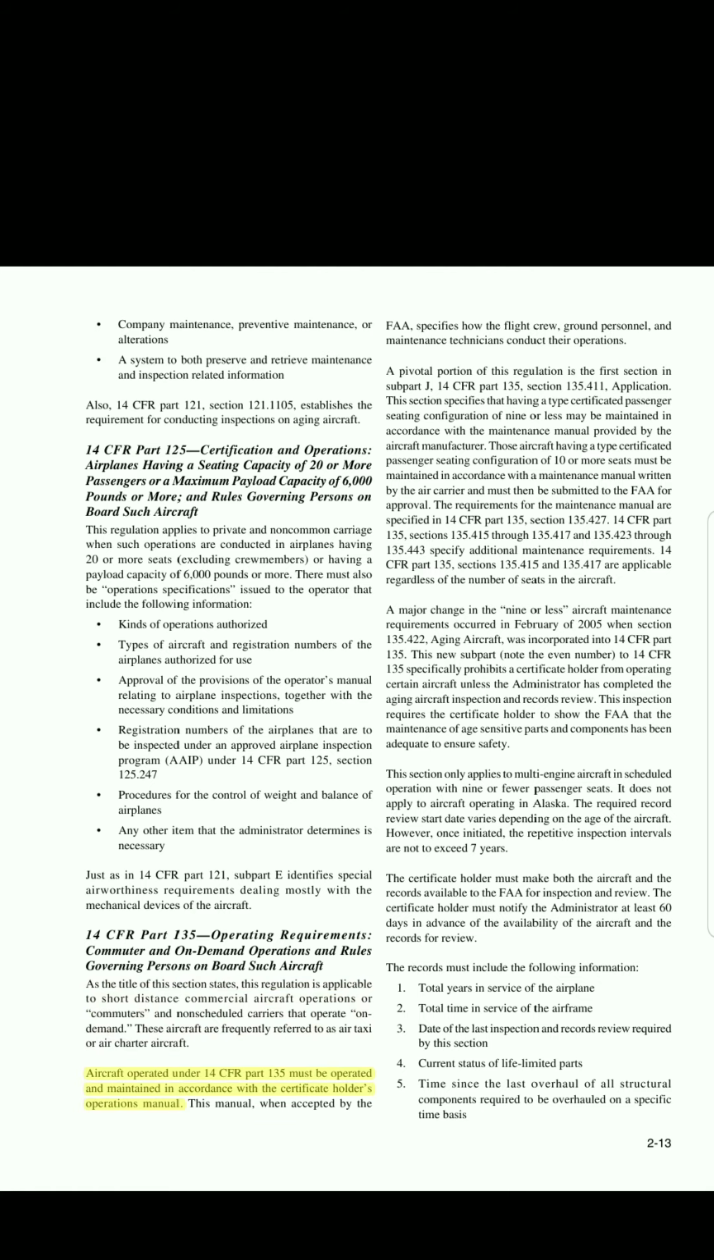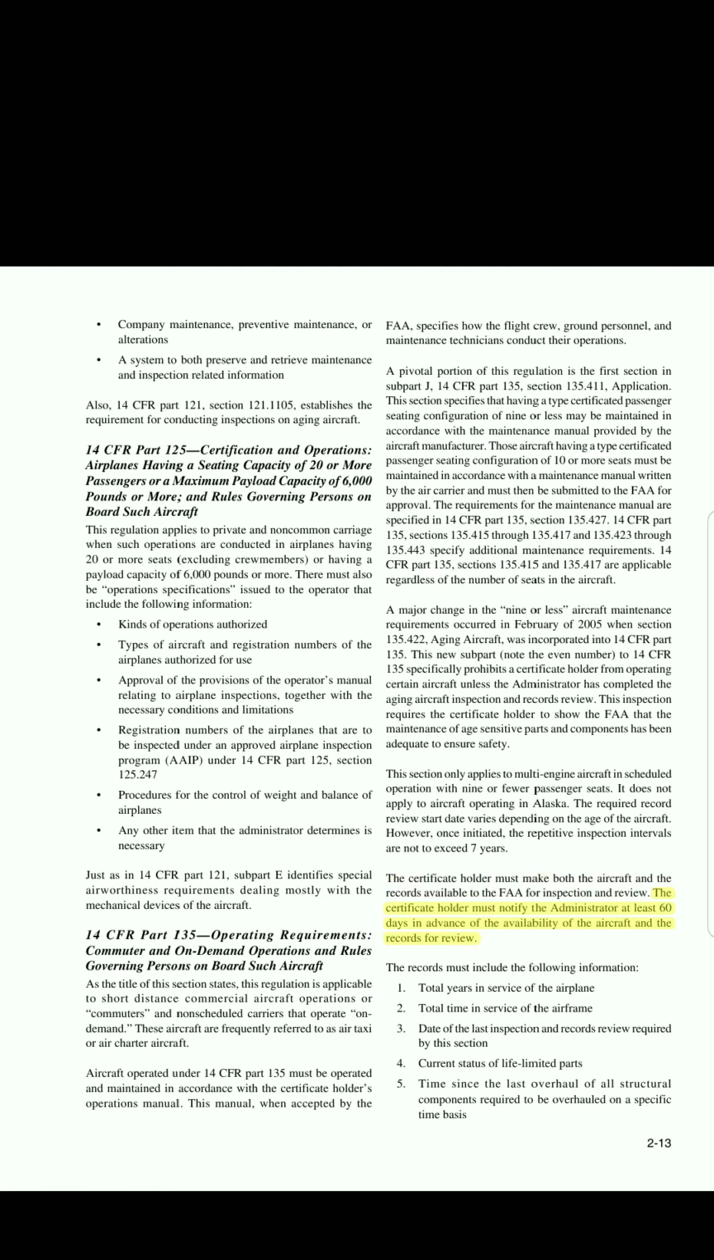Aircraft operated under 14 CFR Part 135 must be operated and maintained in accordance with the certificate holder's operations manual. This manual, when accepted by the operation with 9 or fewer passenger seats. It does not apply to aircraft operating in Alaska. The required records review start date varies depending on the age of the aircraft. However, once initiated, the repetitive inspection intervals need not exceed 7 years. The certificate holder must make both the aircraft and records available to the FAA for inspection and review.